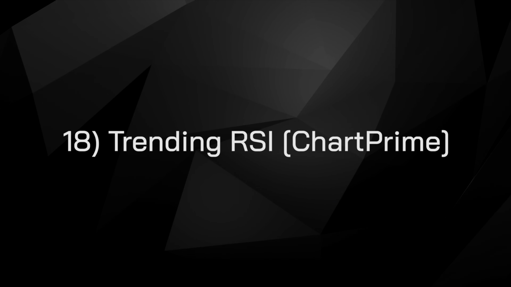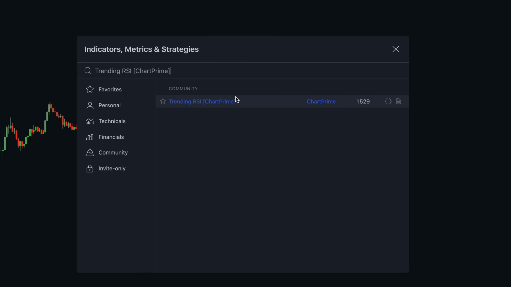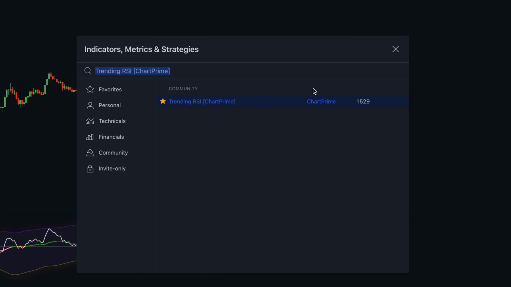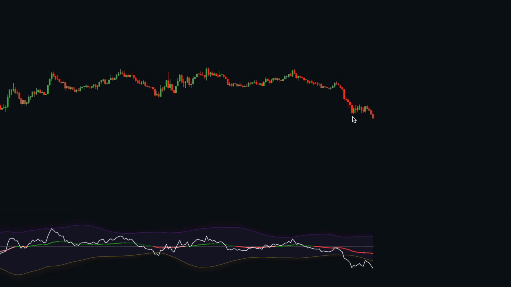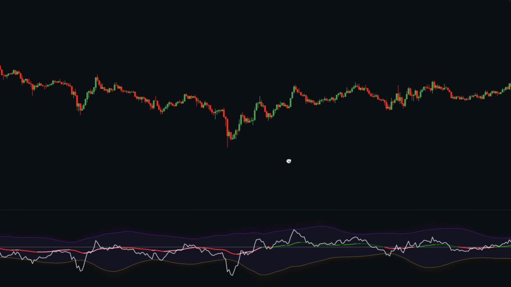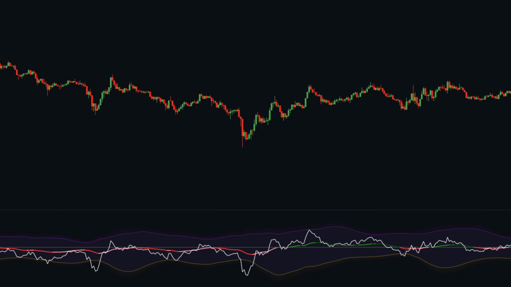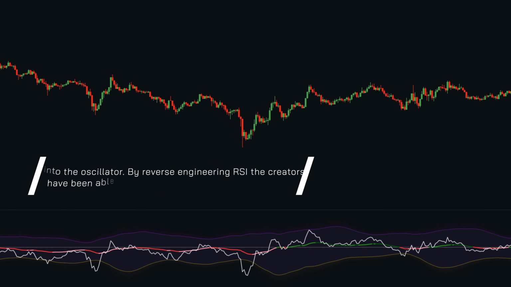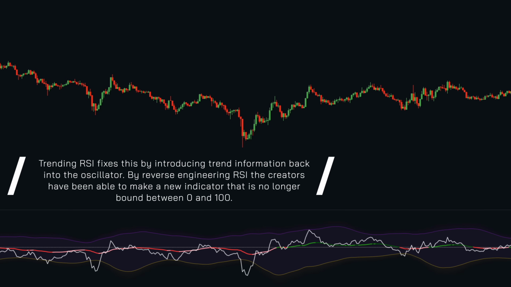Next up on our list is Trending RSI by Chart Prime. Trending RSI takes a new approach to RSI and is designed to provide all of the missing information that traditional RSI lacks. Questions such as why does the price continue to decline even during an oversold period can be answered using Trending RSI. These types of movements are due to the market still trending, and traditional RSI cannot tell traders this. Trending RSI fixes this by introducing trend information back into the oscillator.